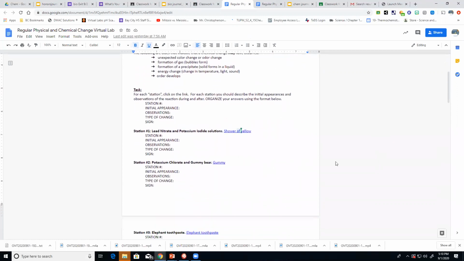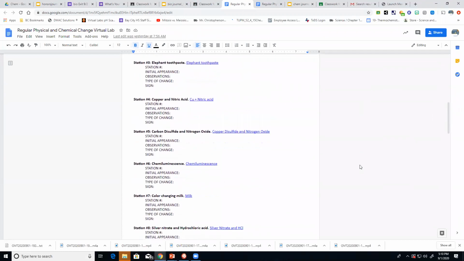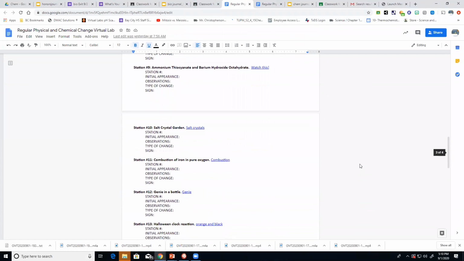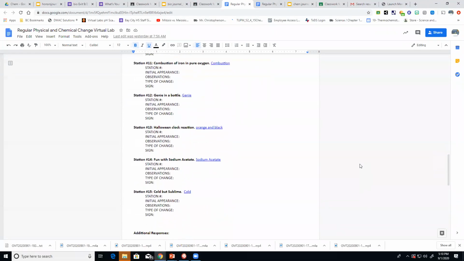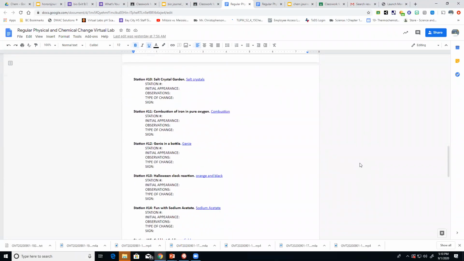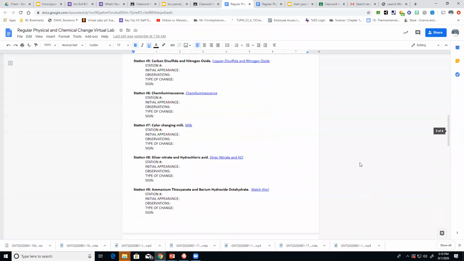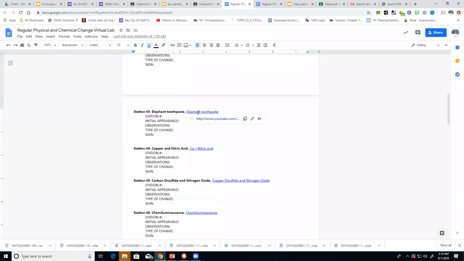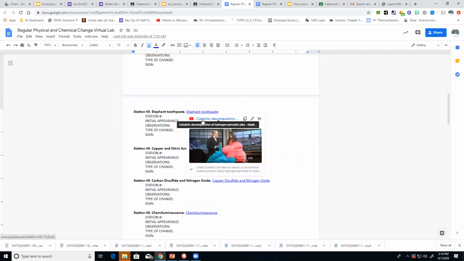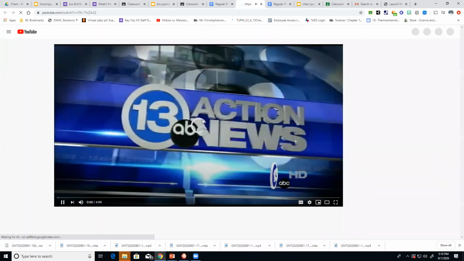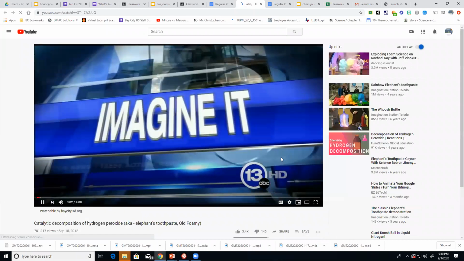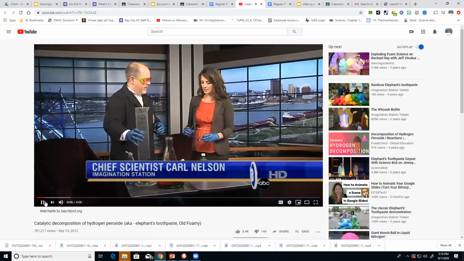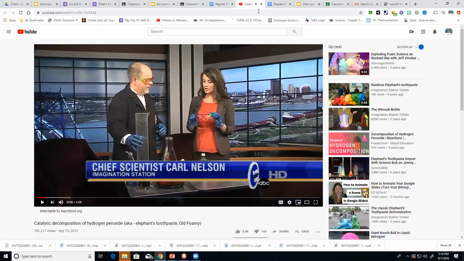And then you have several stations, and each one has a video link to it. So you're going to watch that link. If we were really in school, then you would be doing that in person. We would be walking through stations, but you're going to watch each link. So you're going to click on it. It usually brings up a YouTube link. You would open it up.